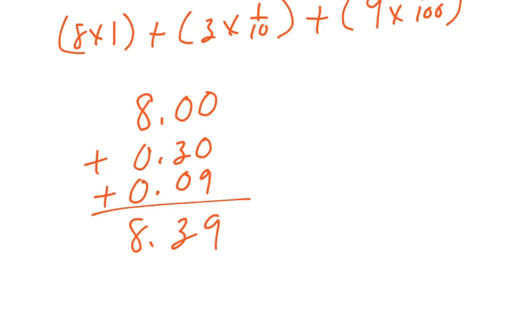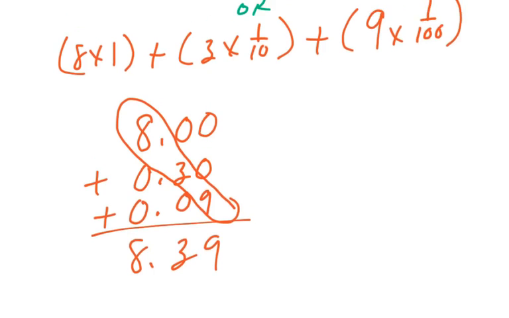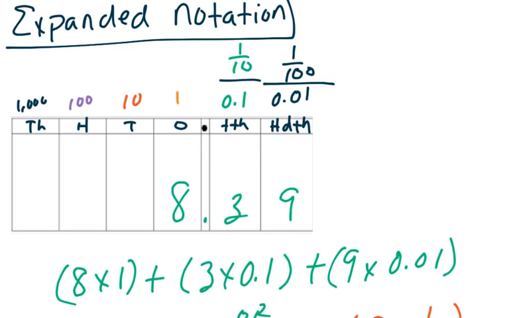Remember, the one thing that you can do to check to make sure that your number is in the right spot is just go through there and draw your little circle around it to make sure that you have everything lined up properly. And that is the end of our lesson on decimal fractions, expanded form, and expanded notation.